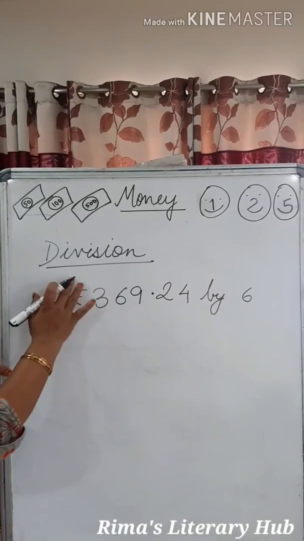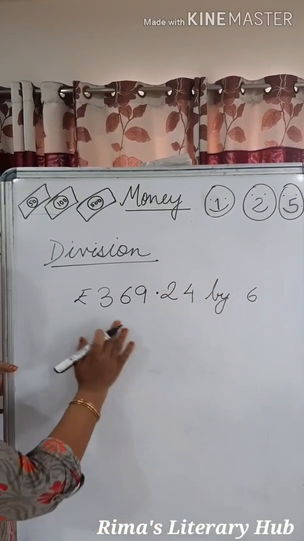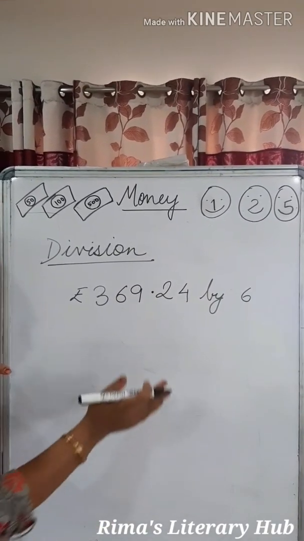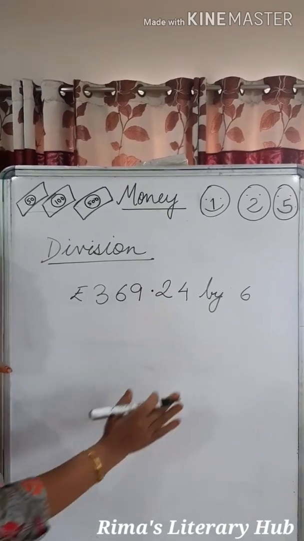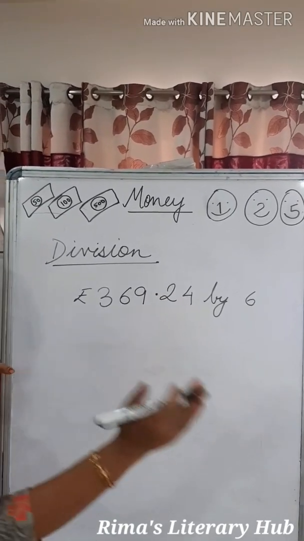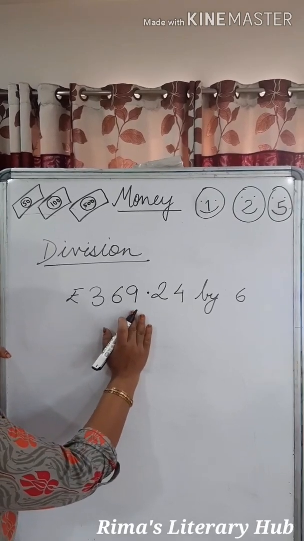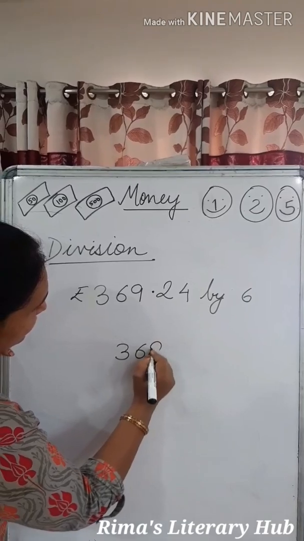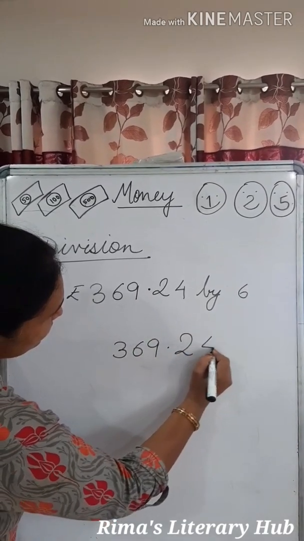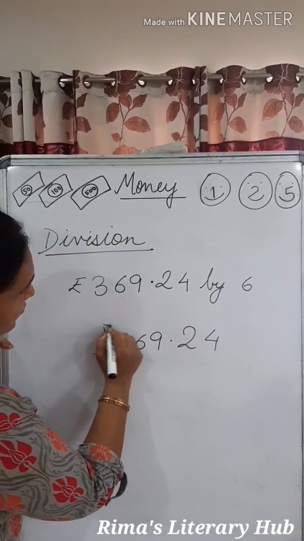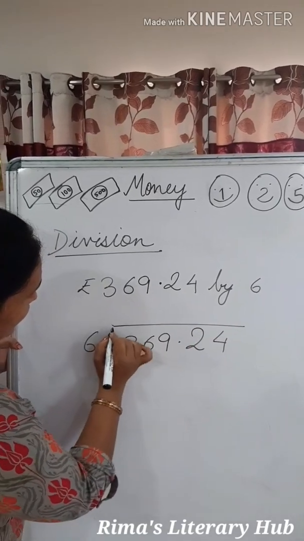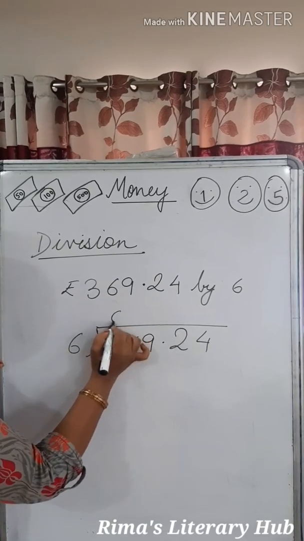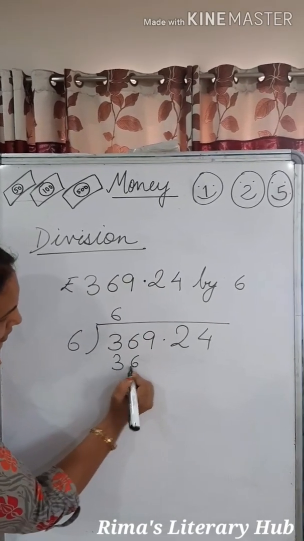So the next topic that we are going to do is division. Division of money is similar as your normal division. Again, you only have to remember where to put a point to separate the rupee part from the paise part. Let's divide 369 rupees 24 paise by 6. Now recite the table of 6. The first 2 digits you are going to take. 6 6s are 36.